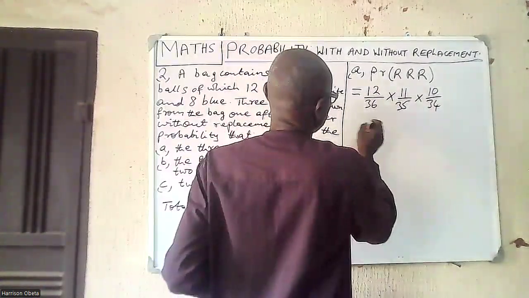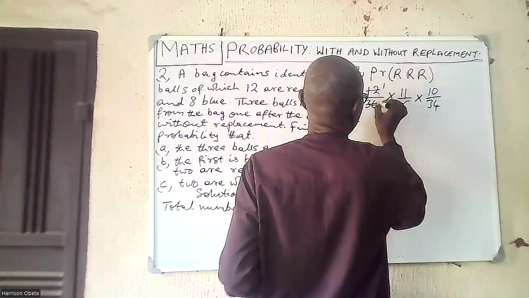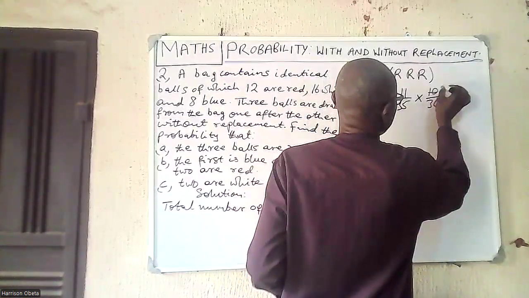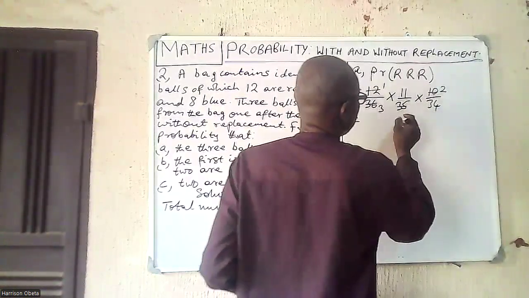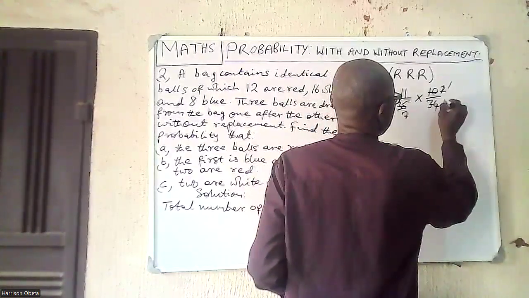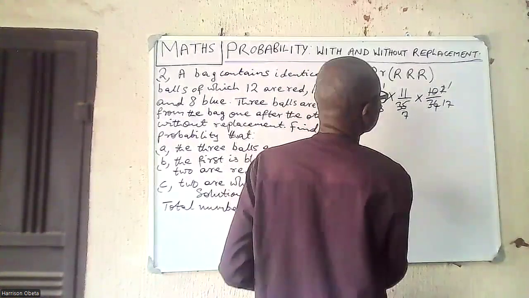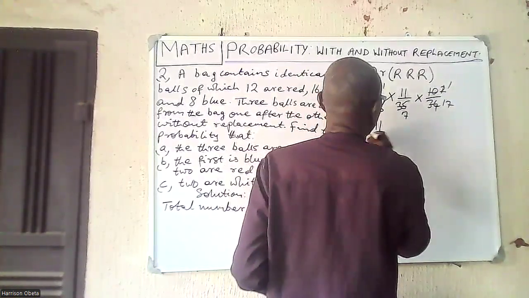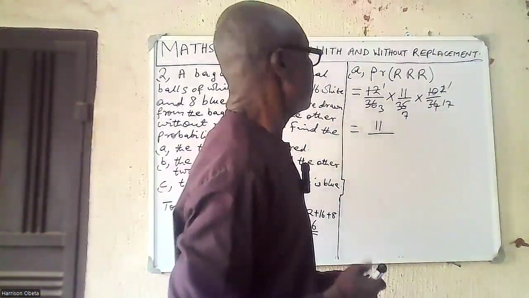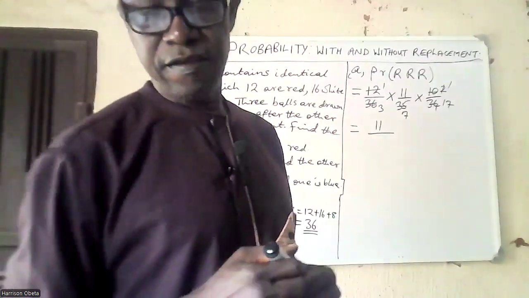So you simplify 12 here, 1, 12 here 3. 5 here 2. 5 here 7. 2 here 1. 2 here 17. So that will give us 11 over 21 times 17 will give us 357.